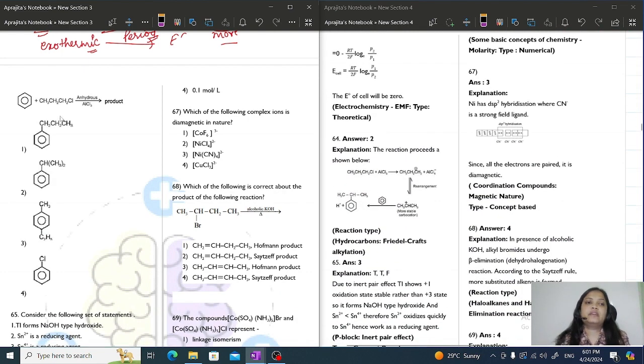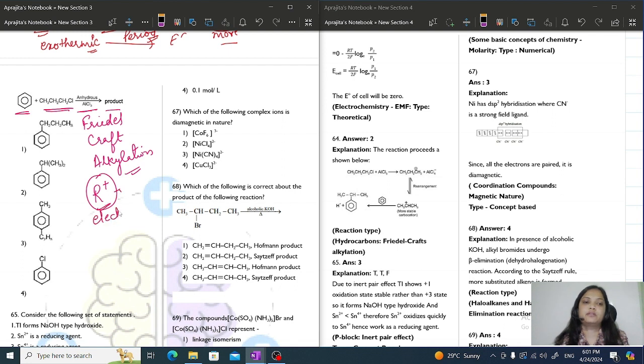So first of all, we can see in this reaction, benzene is reacting with chloropropane in the presence of anhydrous AlCl3. This reaction is called Friedel-Crafts alkylation reaction of benzene ring. The first step is the formation of R+, meaning the electrophile generation.